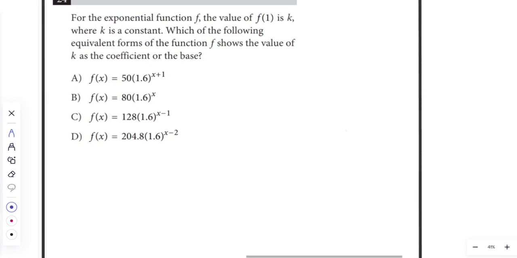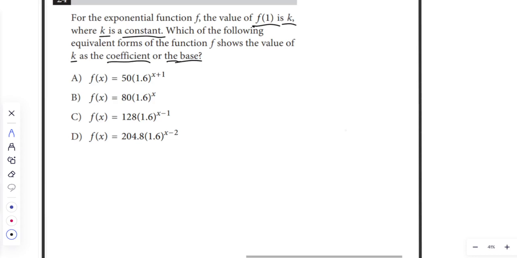And the last question that I've got for you guys is a pretty tricky little math question. It says, for this exponential function f, the value f of 1 is k, where k is a constant. Which of the following equivalent forms of the function f shows the value of k as the coefficient or the base? What does that even mean?